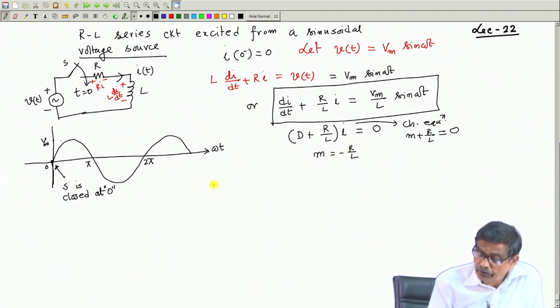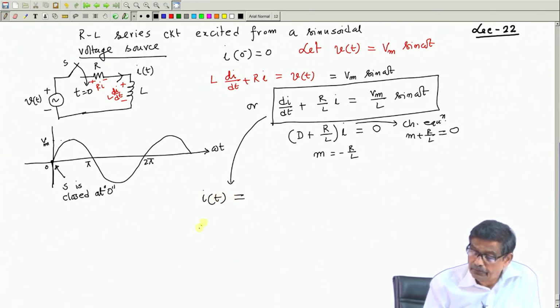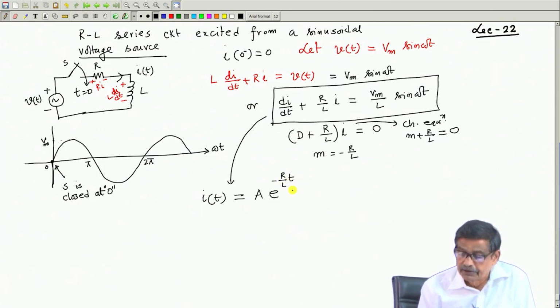Therefore, the solution, now comes the interesting part. The solution I will write straight away. It will be equal to some constant A into e to the power mt, that is minus R by L into t. That will be the first part.